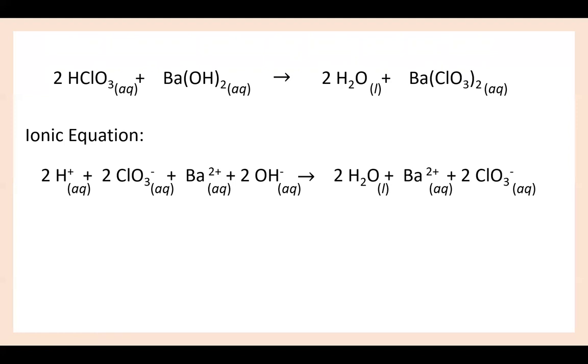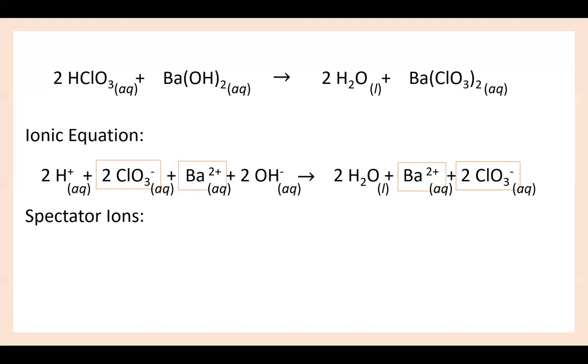From this point, we want to cancel out any spectator ions. Spectator ions do not participate in the chemistry. They are going to be the same formula on the reactants and product side. So what looks exactly the same on either side of the reaction arrow? Well, we have 2 of the chlorates on each side.